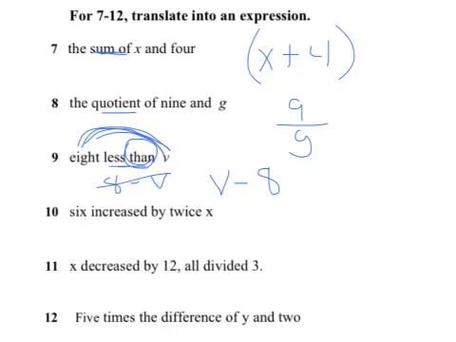Number 10, 6 increased by twice x. Increased by means to add. I don't see any turnaround words, so it's 6 increased by twice x. Twice means times 2. 2x.